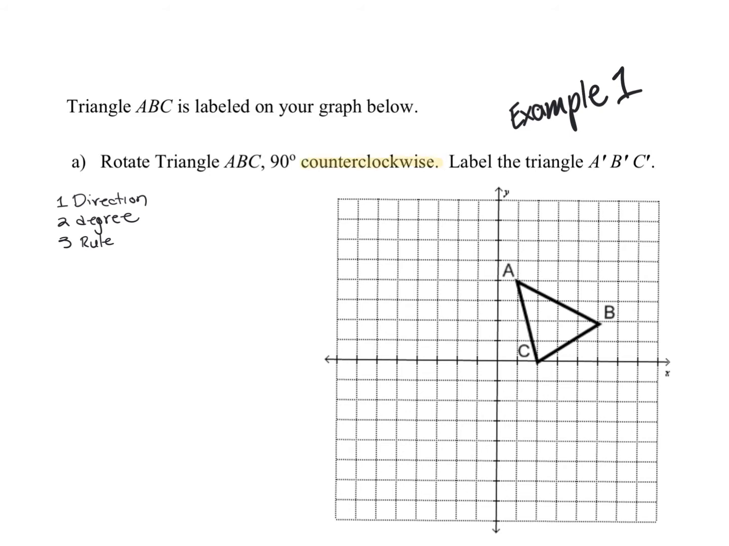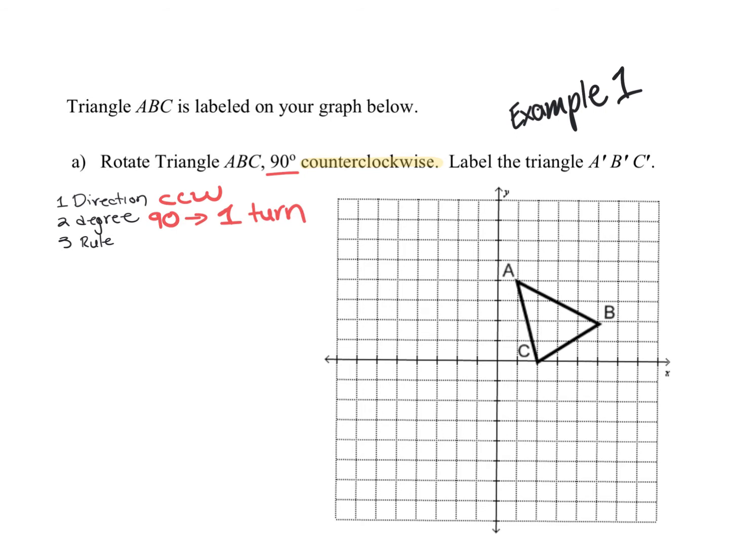So right beside direction, we're going to jot down CCW. Alright, and then it told us that we had to rotate it 90 degrees. So we're going to put 90 here. Now we're going to treat 90 degrees as one turn. So we got to make one rotation for us to get a 90 degree turn.